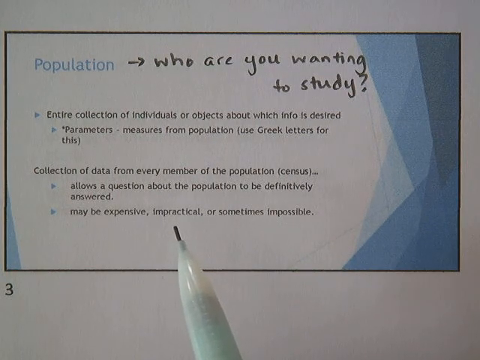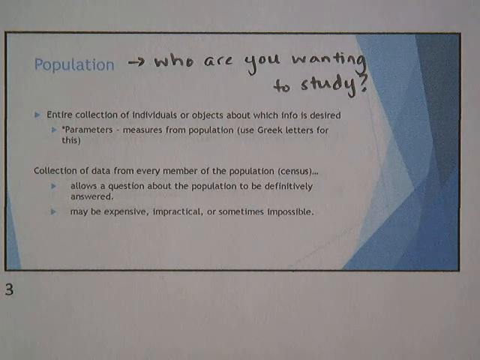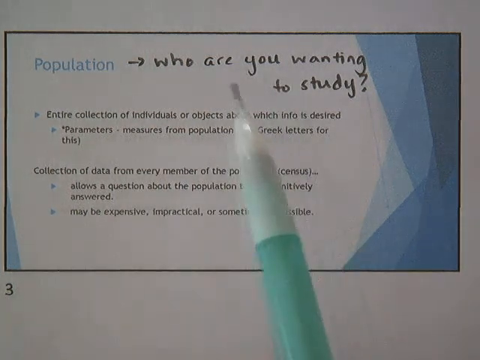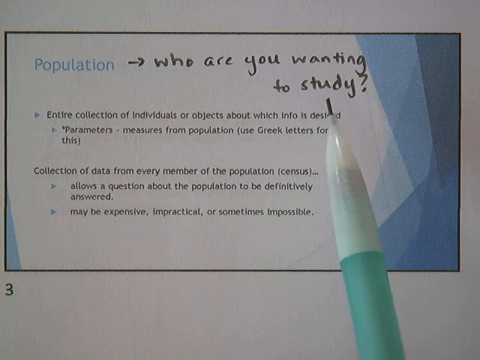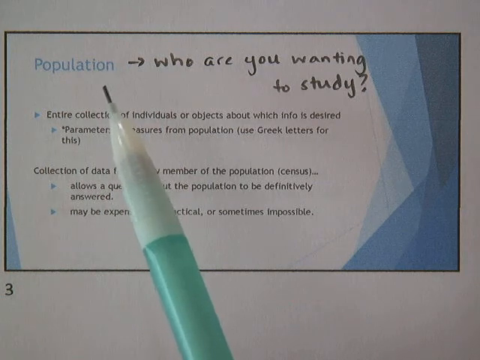Something else is, if you're doing a study, it could be impractical or it could be impossible. Another example would be let's say that I am a medical doctor and I am doing a study on some particular type of cancer. And I have developed a medicine that supposedly cures a certain type of cancer. So then, who would I be interested in doing my study on? It would be whoever has that particular type of cancer. So my population would be whoever has that cancer.